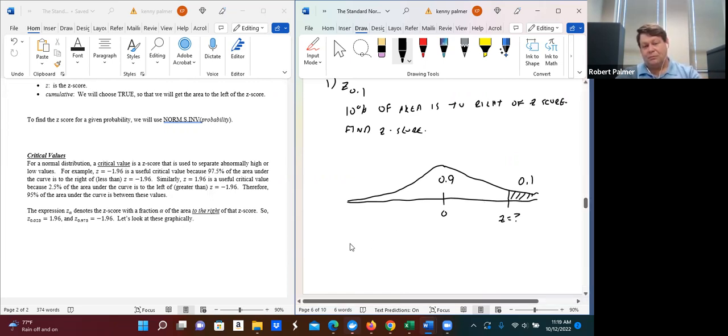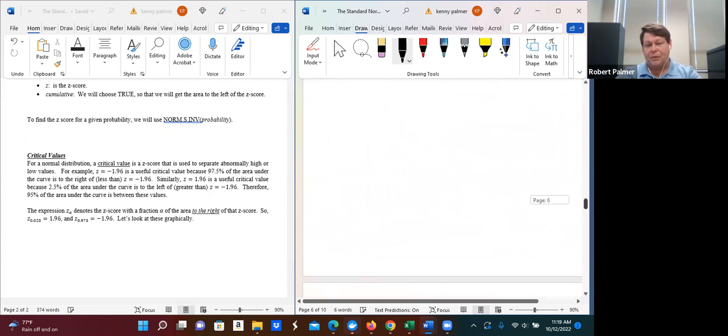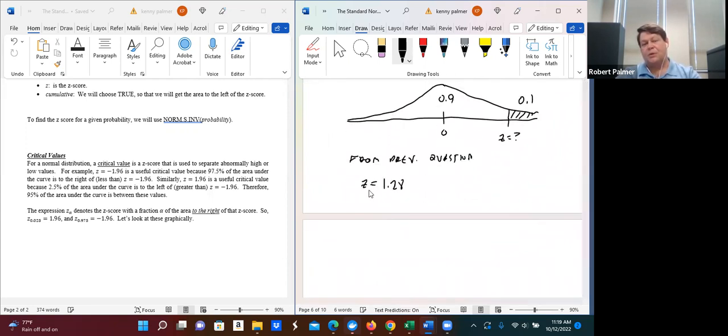Now, from the previous question for this one, this z was 1.28. Okay, so this is the critical value. Actually, I should back up. More precisely, the critical value z of 0.1 is 1.28. This is your critical value. It's called a critical value because it separates the bottom 90% from the top 10%. We use that in testing.